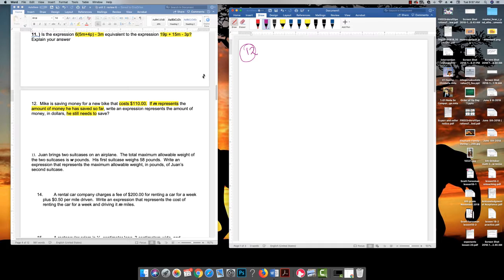We don't know how much money he saved because it says M represents the money that he has saved. But what we do know is that he wants to buy a bike that costs $110. That is how much that bike costs. And he has a certain amount of money in the bank. We need to know how much more money he needs in comparison to what he has in the bank.